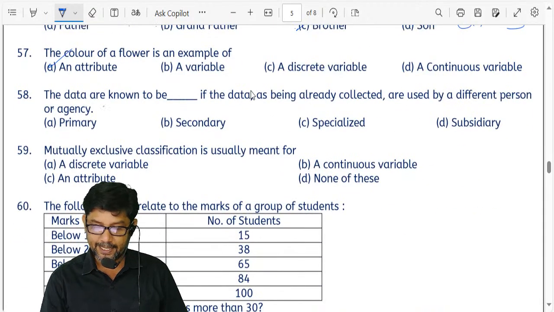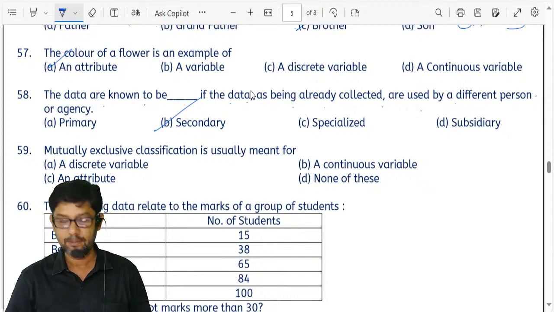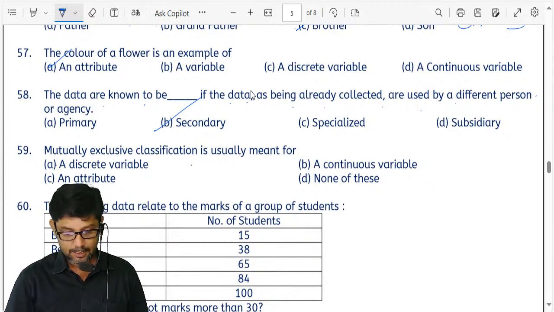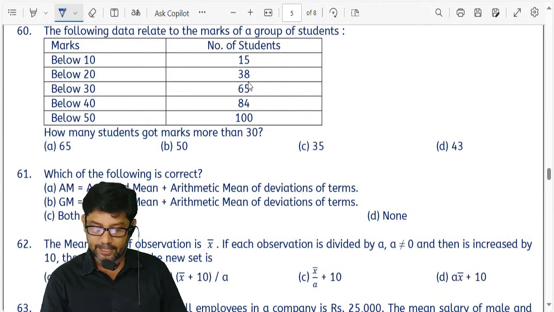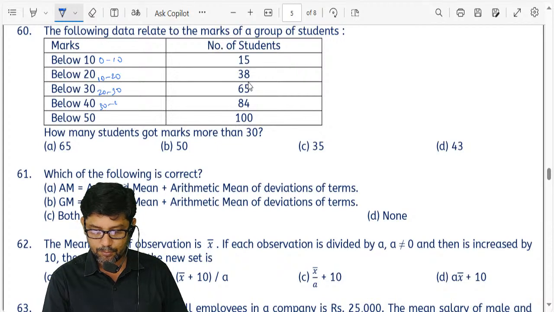Attribute. The data are known to be dash if the data already collected are used by a different person. Secondary. Mutually exclusive classification is usually meant for what? Continuous. Very good. Now, the following data. First, let me mark it. It is 0 to 10, 10 to 20, 20 to 30, 30 to 40, 40 to 50.